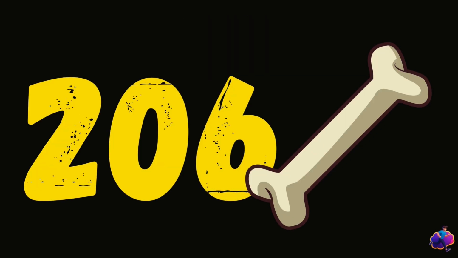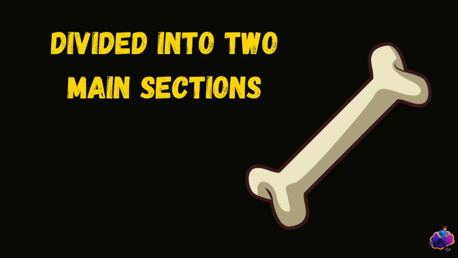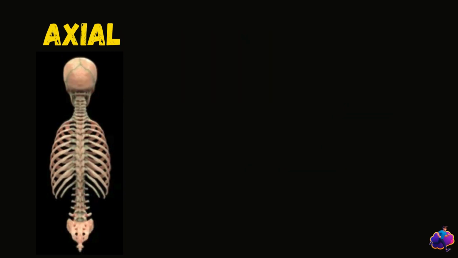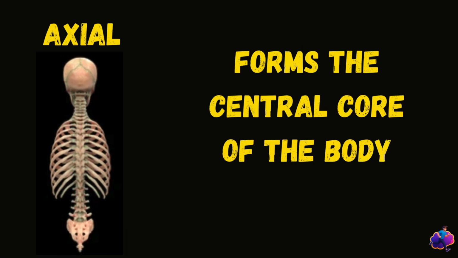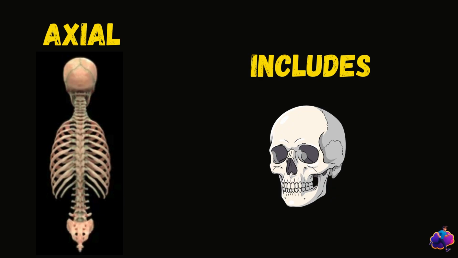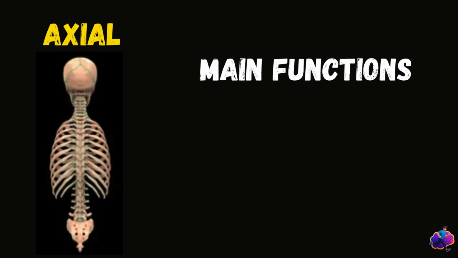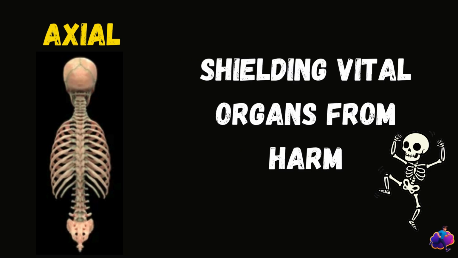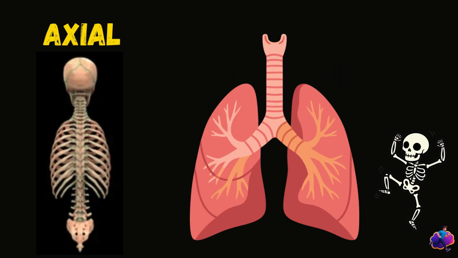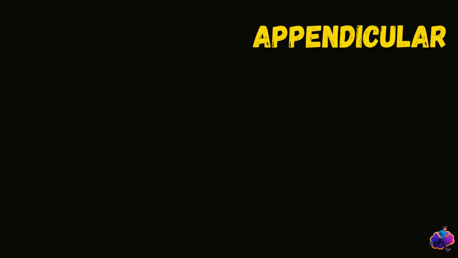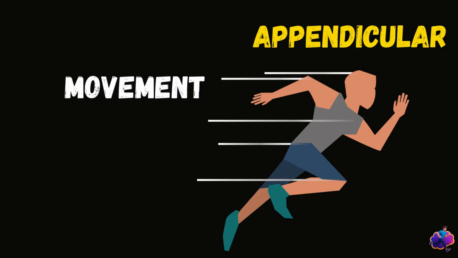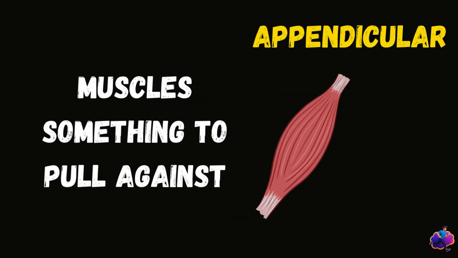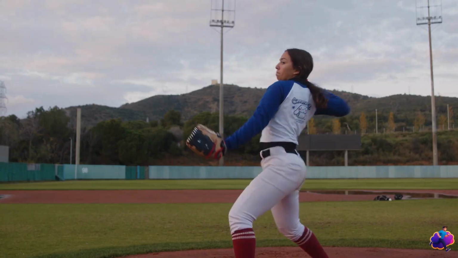So the adult human body contains 206 bones divided into two main sections, the axial skeleton and the appendicular skeleton. The axial skeleton forms the central core of the body. It includes the skull, the spine and the rib cage. Its main job is protection, shielding vital organs like the brain, heart and lungs. The appendicular skeleton, on the other hand, includes the limbs and the bones that attach them to the axial skeleton, like the shoulder girdle and the pelvis. This part is all about movement. It gives muscles something to pull against when we run, jump or throw.